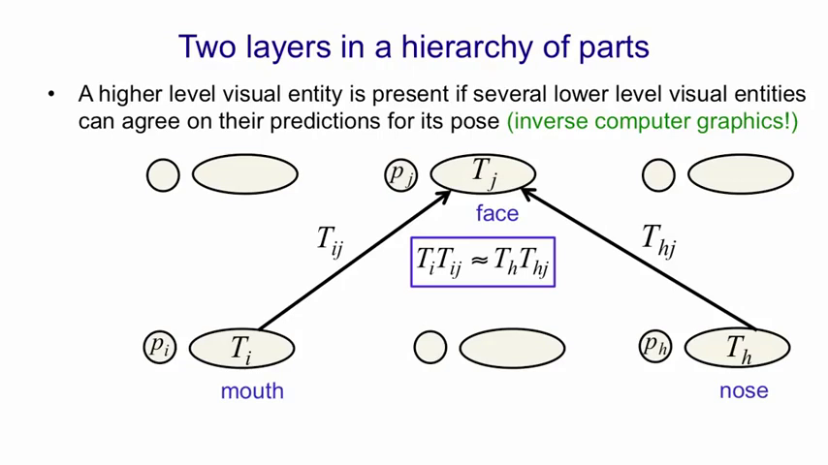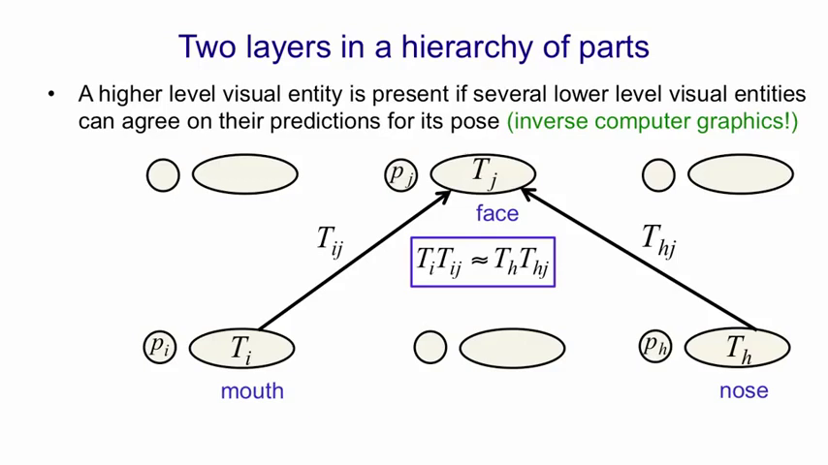So we take a vector of activities that represents the pose of the mouth. We multiply it by a matrix, Tij, that represents the spatial relationship between a mouth and a face. And we get a prediction, Ti times Tij, for the pose of the face. We do the same thing with the nose.